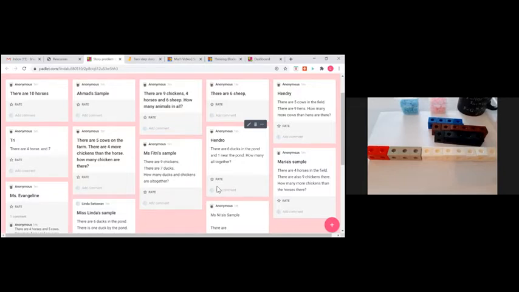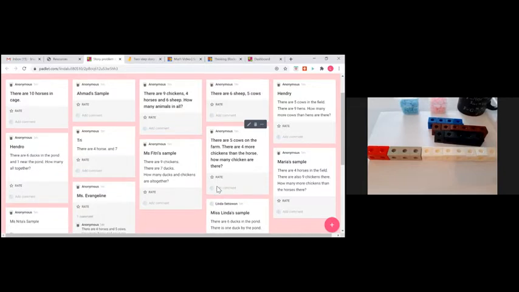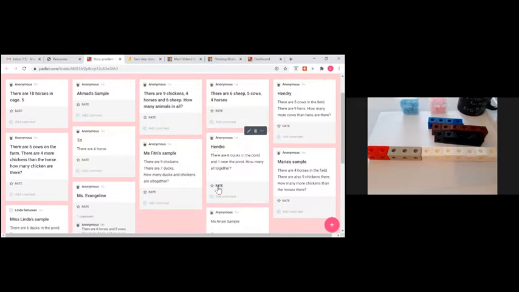Some of you wrote about comparing the different types of animals, such as horses and chickens. How many more chickens than horses are there? Very good. So actually, from a simple stimulus, from a simple picture, there are different ideas that you can already think about, right?